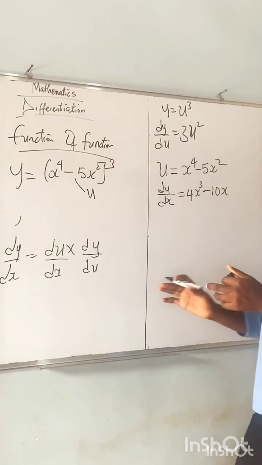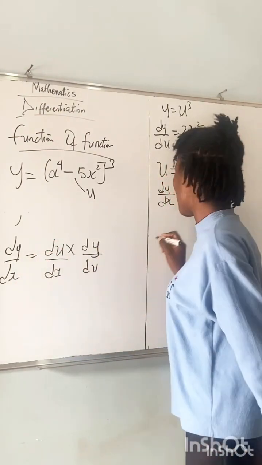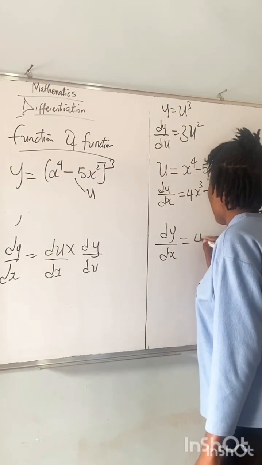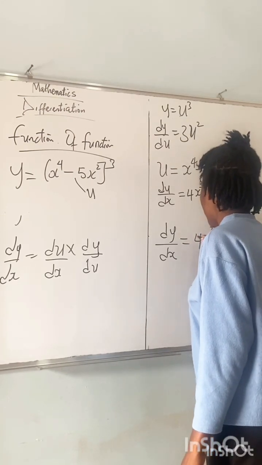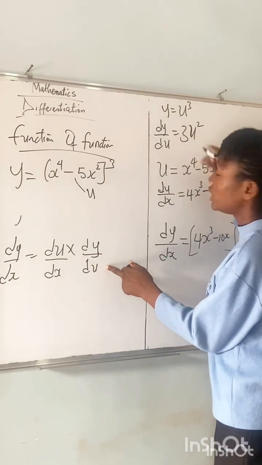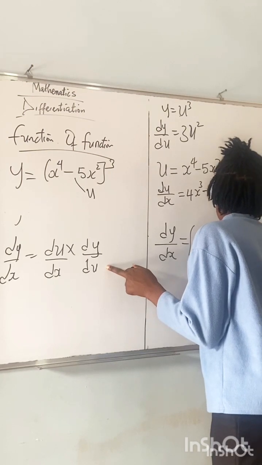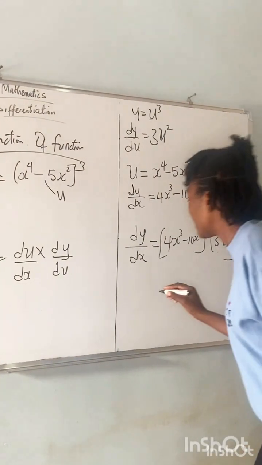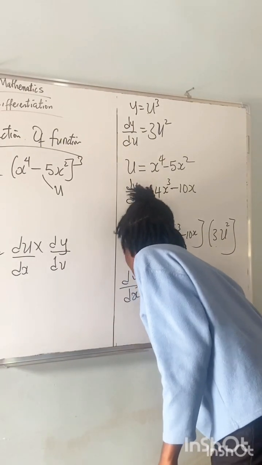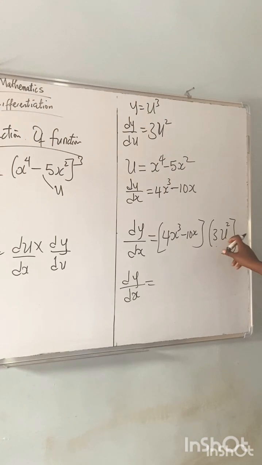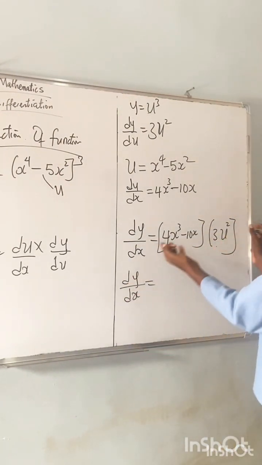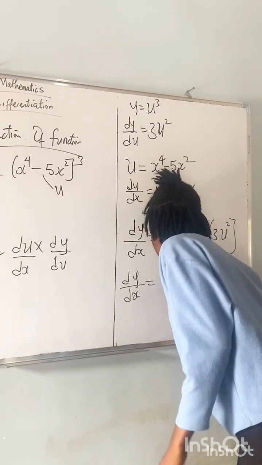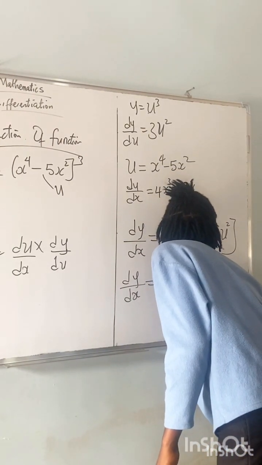So the next thing to do is to input our values into our format. dy dx is equal to our du dx, which is 4x cubed minus 10x, multiplied by our dy du, which is 3u squared. Then by substitution, we substitute for our u, because our answer needs to be an expression of x. So we have 4x cubed minus 10x.